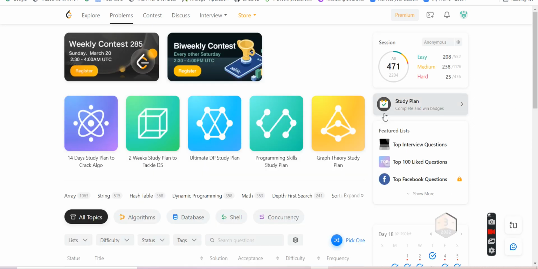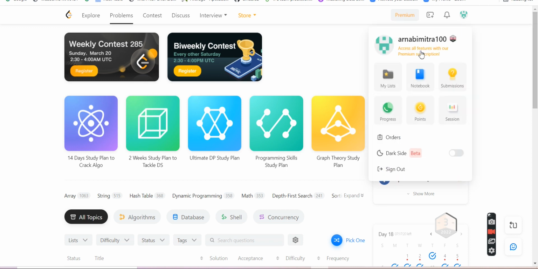And other than that, there are some study plans like the ultimate DP study plan. You can see the graph theory study plan. You can try these things. Here they will give you some questions. Every day you need to solve one question.